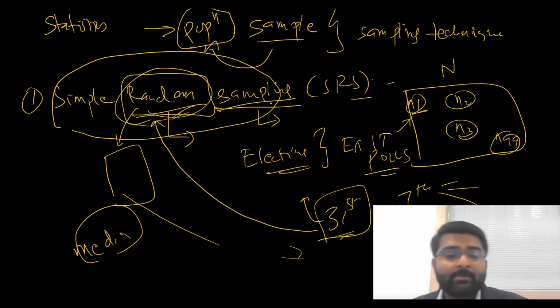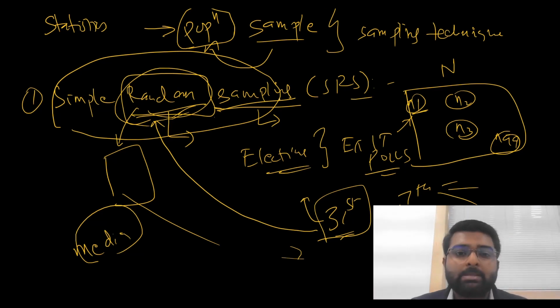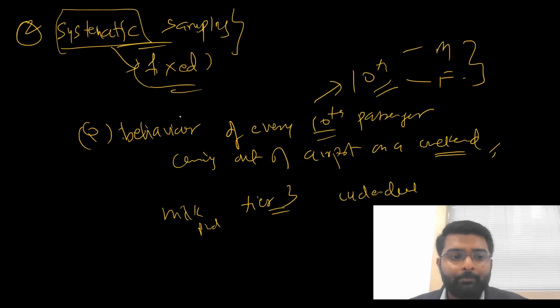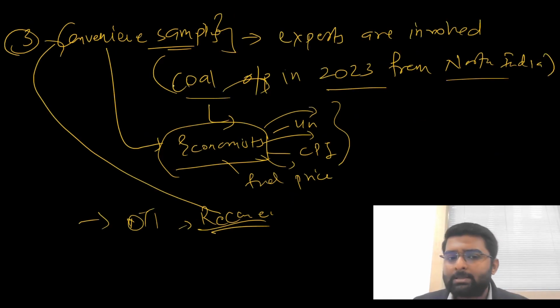There are many types of sampling, but the three most important types that we have here are simple random sampling, systematic sampling where the research query is fixed, like the 10th passenger coming out of the airport on a weekend, and convenience sampling. For example, understanding unemployment in the country, understanding coal production, or understanding the automobile sector in the next 5 years. Those are the basic sampling techniques that we have.